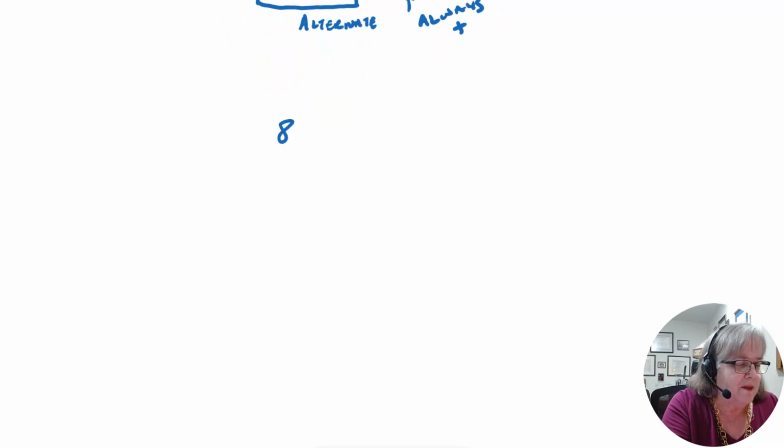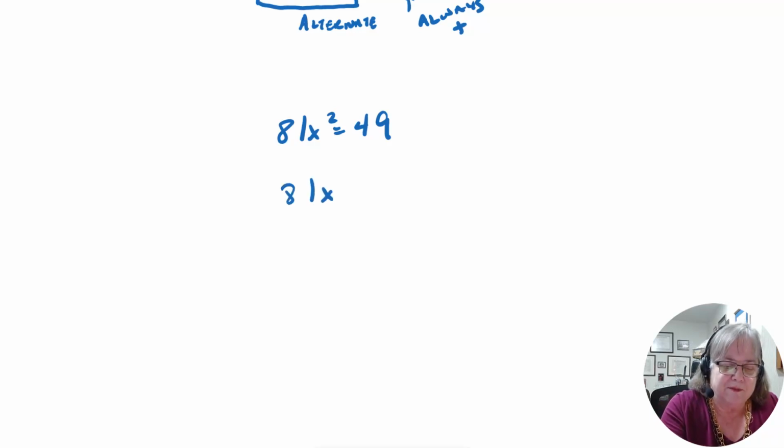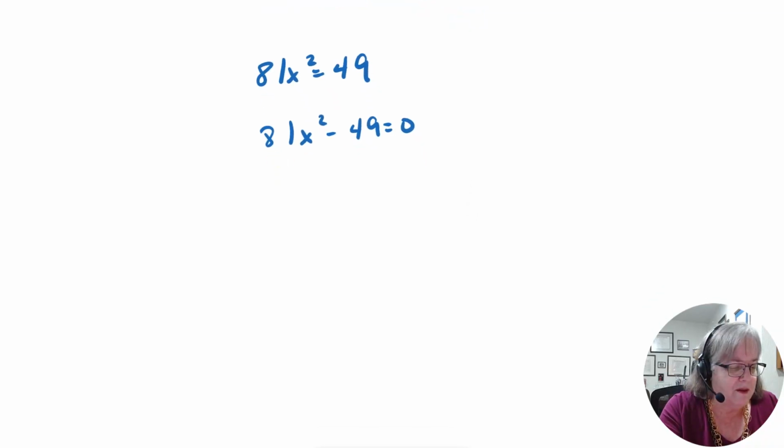Let's look at this one. 81x squared is equal to 49. Now, this one has a power on it, right? So it's not linear, it's nonlinear. So we need it equal to 0. That's the first thing. You're going to find out there's another way to solve this one later, right?